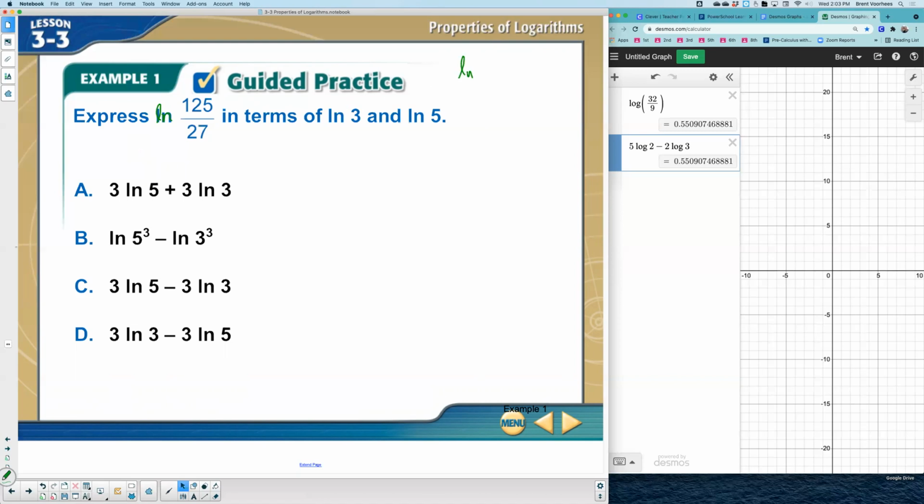E, that's right. LN means that the base is E. It's called a natural log. All right, you go ahead and solve this problem. Do the same steps. Break down your 125 and 27 into prime factorization, and then apply your properties.